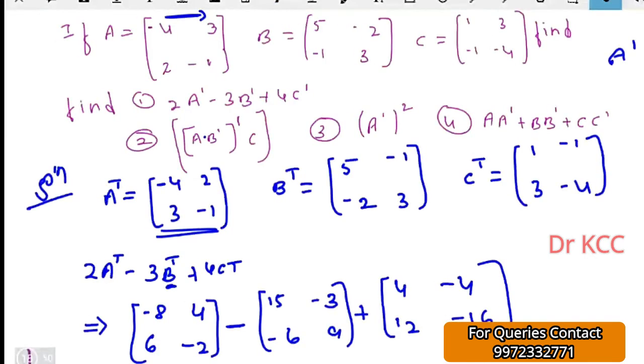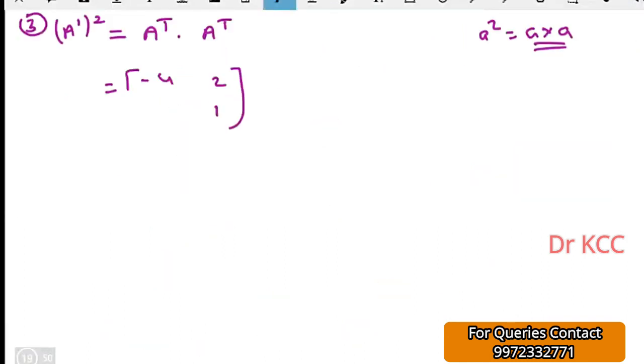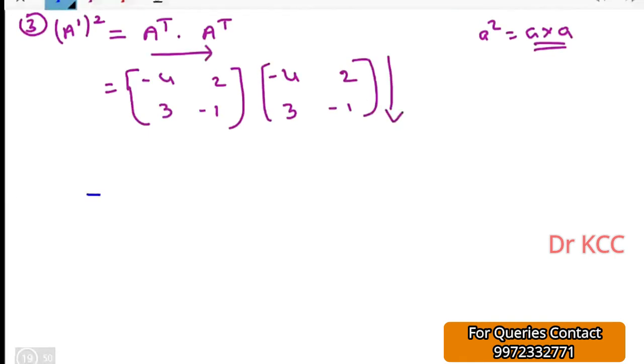Just a cross check: minus 4, 2, 3, minus 1. So minus 4, 2, 3, minus 1. Multiply with whom now? Again the same thing, minus 4, 2, 3, minus 1. Now multiply first row, you will end up at, yes, 4 4s are 16, first row first column, 2 3s are 6. Then first row second column, 4 2s are 8, minus 8, plus into minus minus, 2 1s are 2. Then 3 4s are 12, minus 12, again 1 3s are 3, minus 3. 3 2s are 6, minus into minus plus, 1 1s are 1.